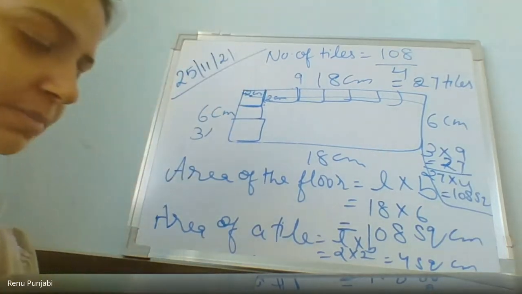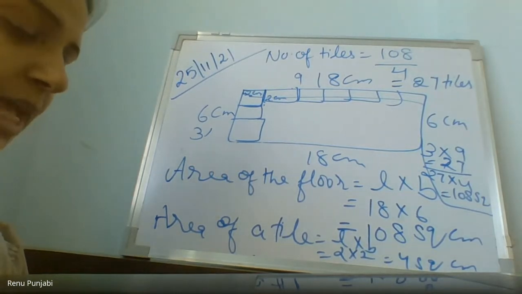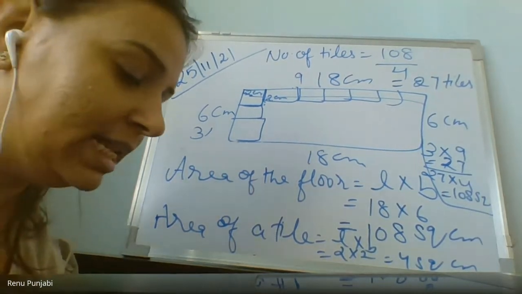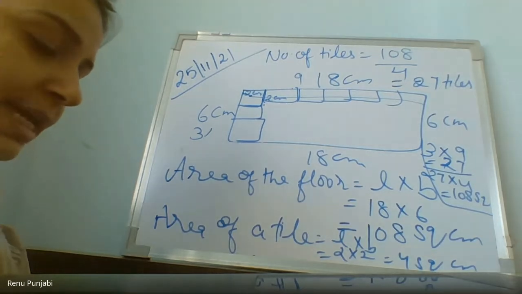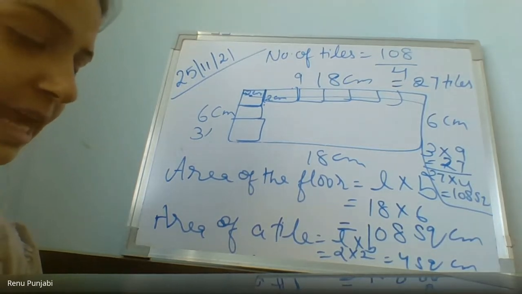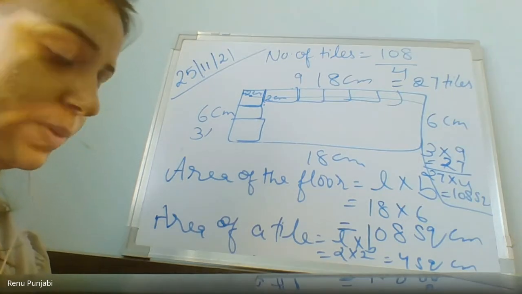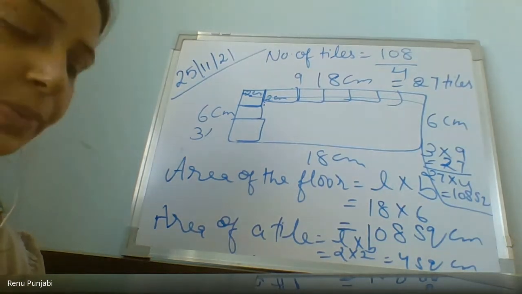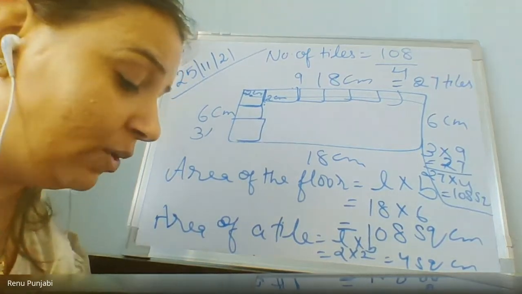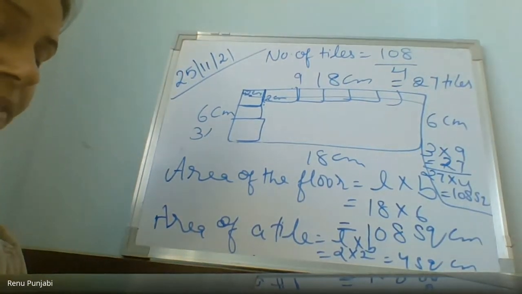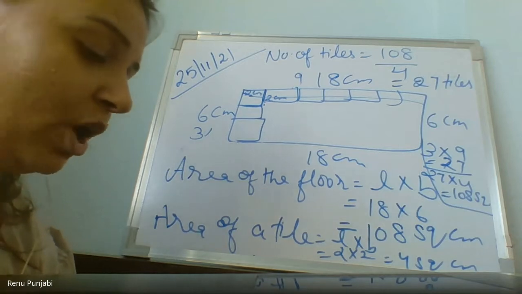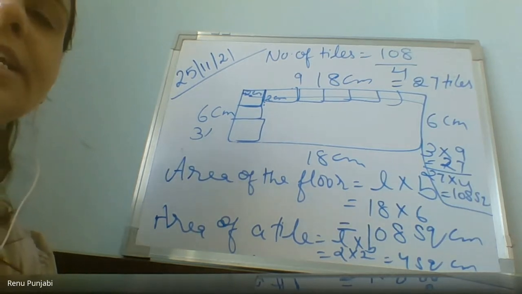Page 148, practice time. Question number 1. Arbaz plans to tile his kitchen floor with green square tiles. Each side of the tile is 10 into 10 centimeter. His kitchen is 220 centimeter in the length and 180 centimeter wide, means in the breadth. So how many tiles will be needed? It is the same question. Please find out and tell me.